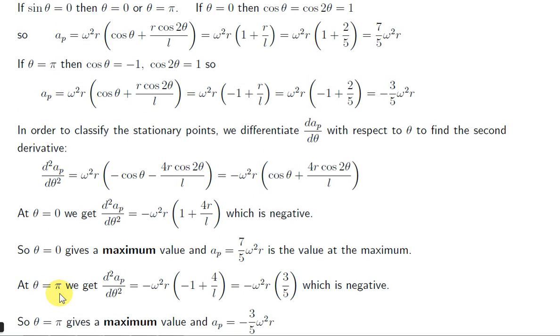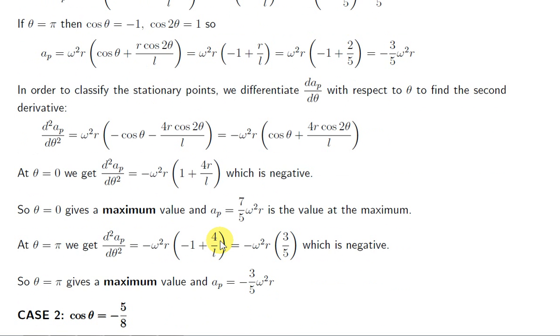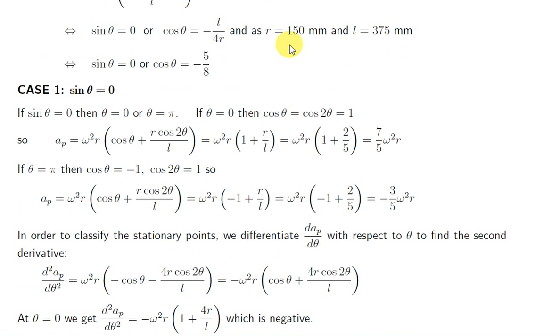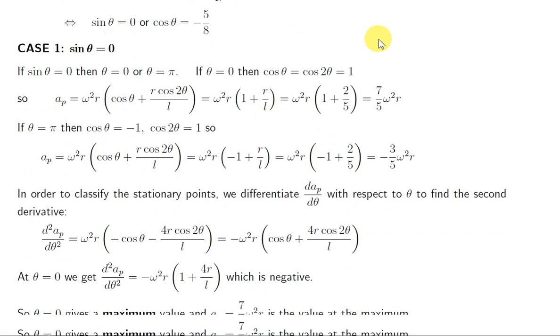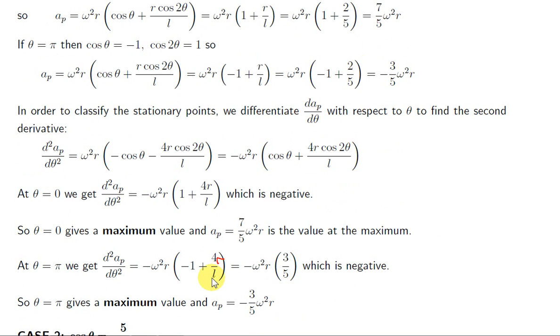Now the other stationary point occurs at θ equals pi. So we plug pi in here. The cos of pi is minus 1. The cos of 2 pi is the same as the cos of 0, which is plus 1. Okay, this should be 4r over L. So r is 150, L is 375. R over L is actually 2/5. 150 divided by 375 is 2/5, times 4 is 8/5. 8/5 minus 1 is plus 3/5.